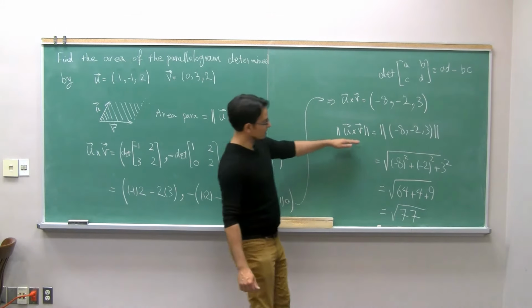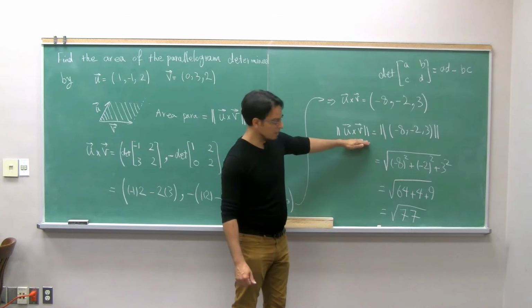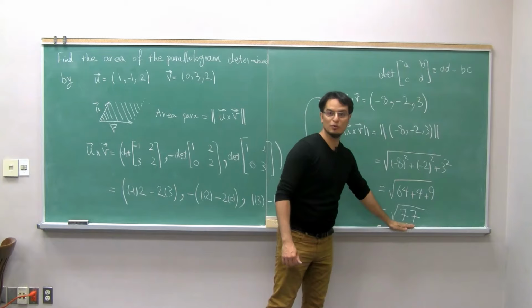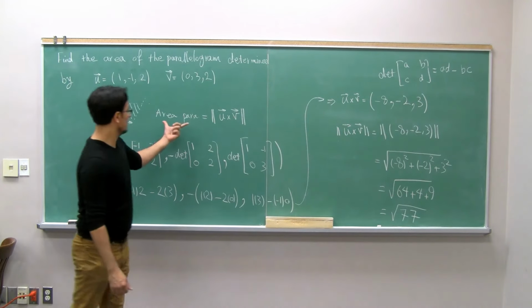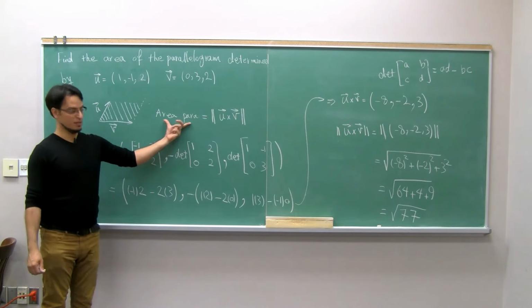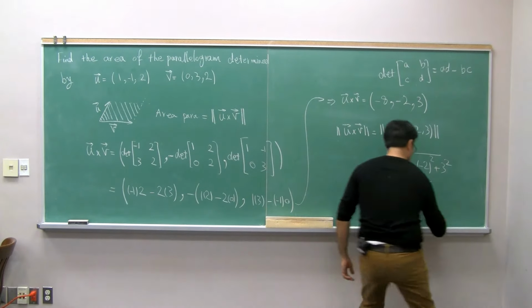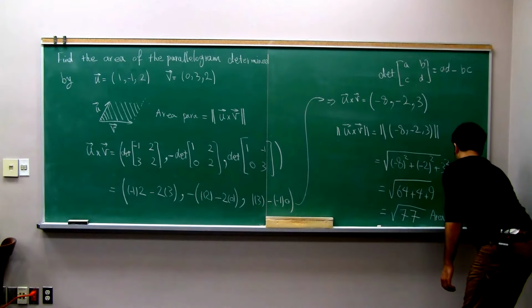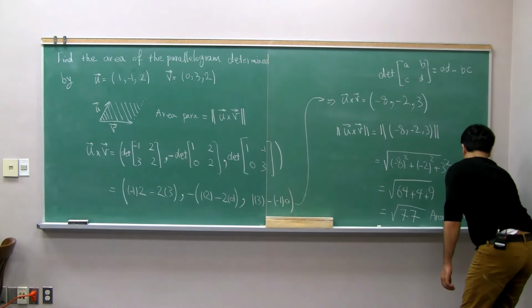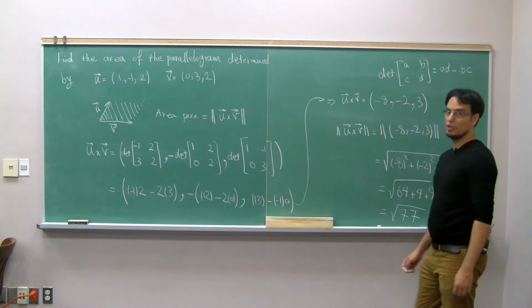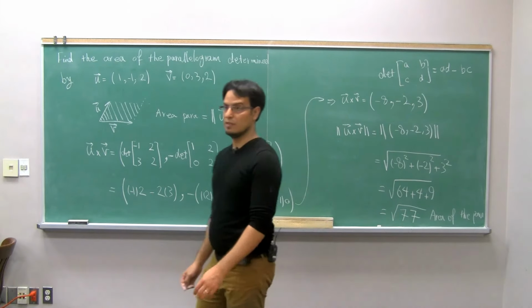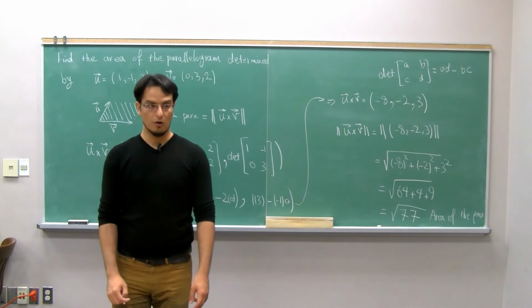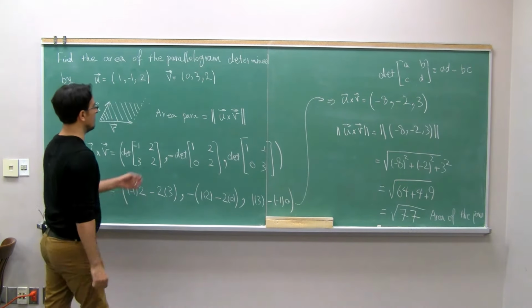So the length of U cross V is equal to the area that I was asked to find. So this is the area of the parallelogram: square root of 77.